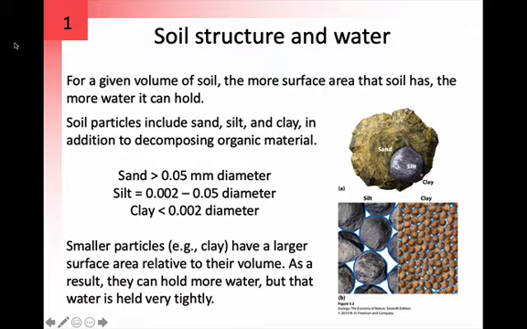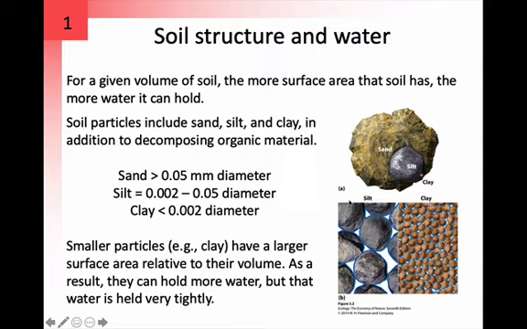It's important to understand that the greater the surface area that soil particles have, the more water that those particles can hold, and the tighter they hold water. So sand is the coarsest, silt is intermediate, clay is the finest. And here's a comparison of sand versus silt versus clay. And down here you have a little diagram that tries to explain how surface area is related to water retention.